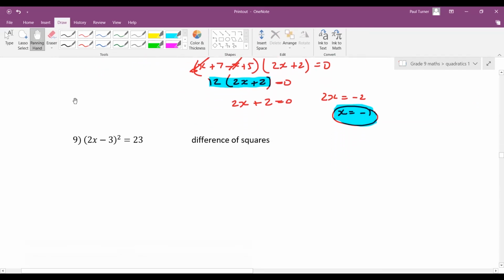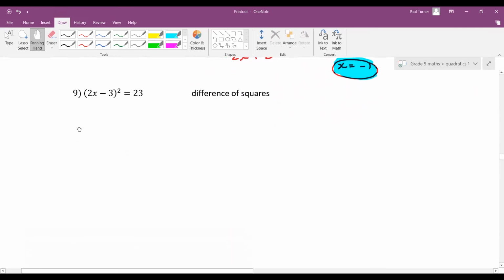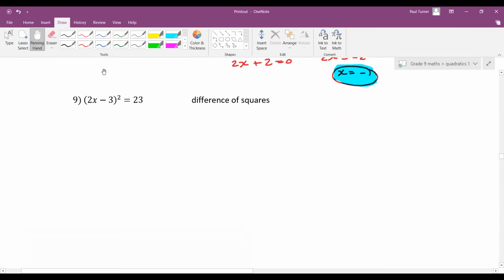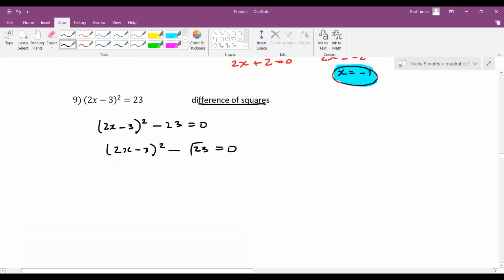That's question 8. You're going to do some in a minute. This one you could expand again, but what you notice is that we can use difference of squares to do it. So (2x minus 3) squared minus 23 equals 0. We can make this a square: (2x minus 3) squared minus root 23, and that's also squared. Root 23 squared is 23.